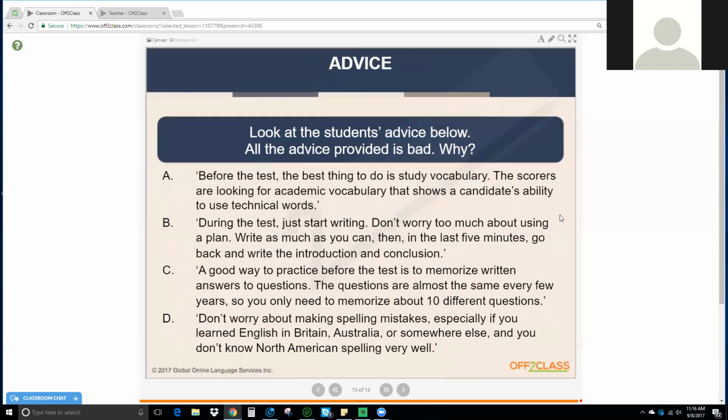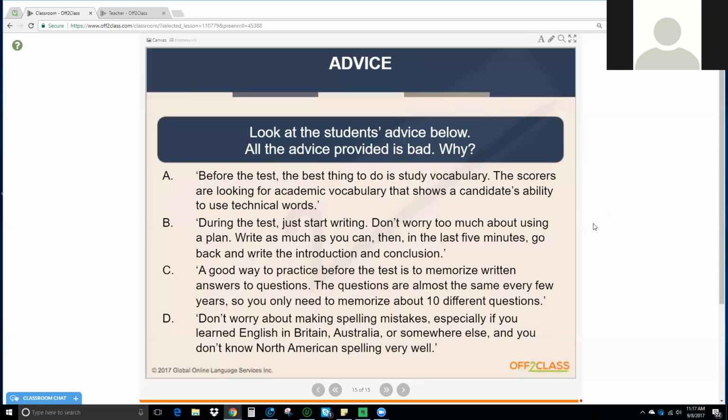All right, some advice from students. And this is bad advice, apparently, so we're going to talk about why. These are things you might hear, but if you hear this advice, it's not correct. Before the test, the best thing to do is study vocabulary. The scorers are looking for academic vocabulary that shows a candidate's ability to use technical words.